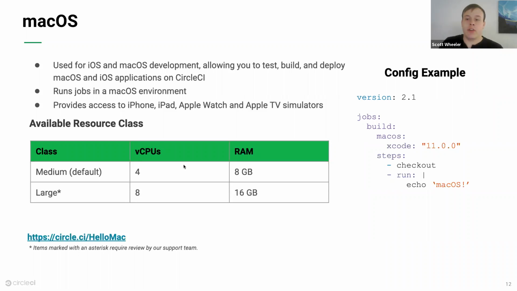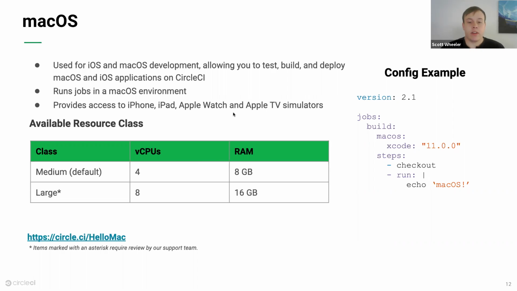The macOS executor is available for users who need to perform testing for iOS and macOS applications. The macOS executor provides access to iPhone, iPad, Apple Watch, and Apple TV simulators. We have 2 resource classes available for macOS. However, if you need access to the large resource class, you need to reach out to support and we can help you get started.